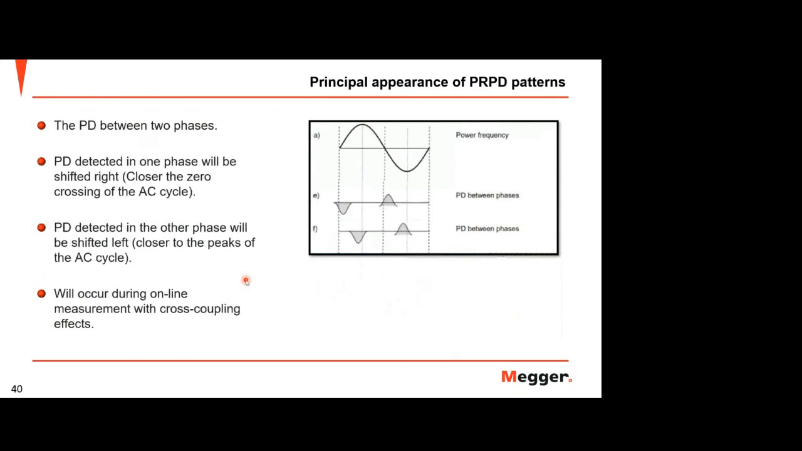And this is the PD between two phases. How to define it? You need to see the two PD patterns from two different pairs. PD detected in one phase will be shifted right, closer to the zero crossing of the AC cycle, and PD detected in the other phase will be shifted left, closer to the peak of the AC cycle. So you can detect this only during online measurement with cross-coupling effect, whereas when you do offline, maybe you cannot detect this PD.